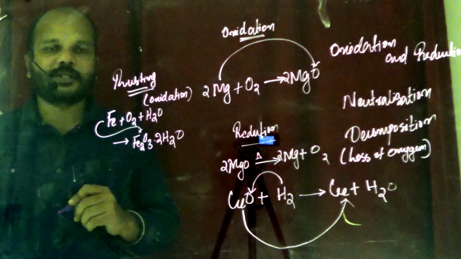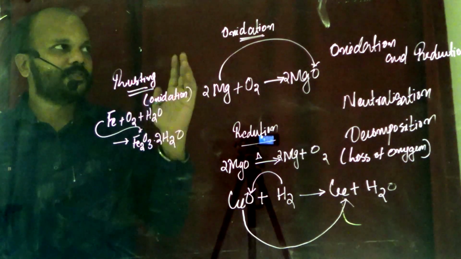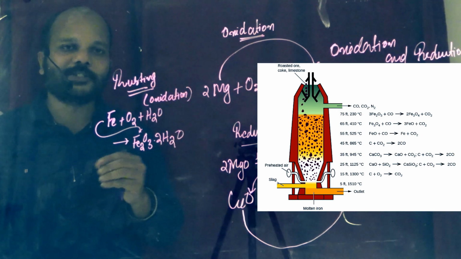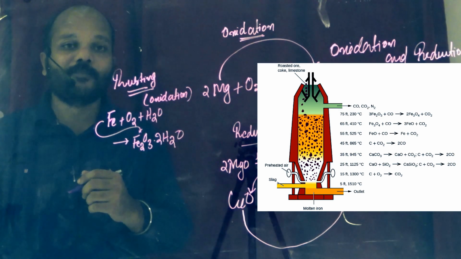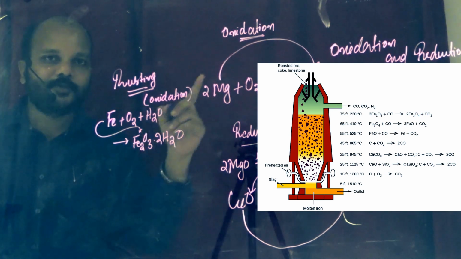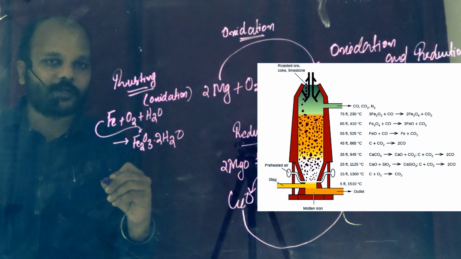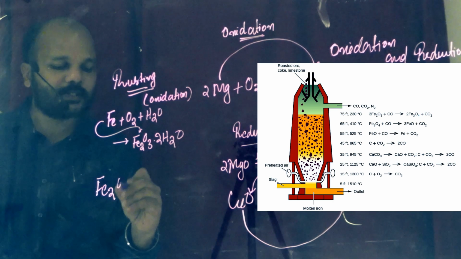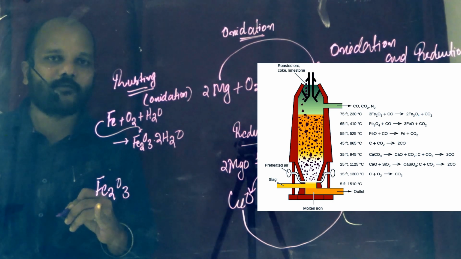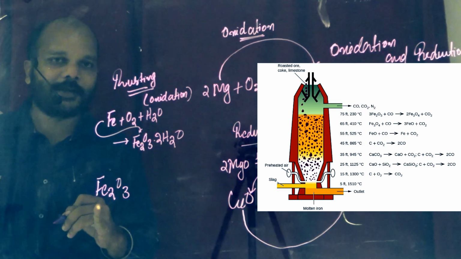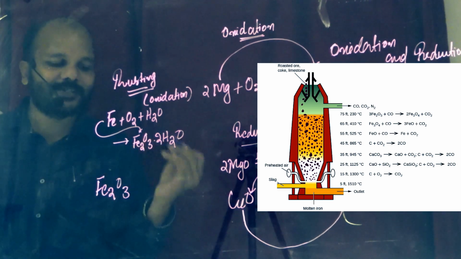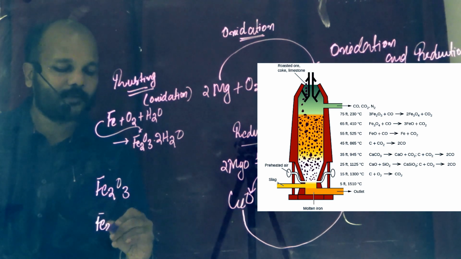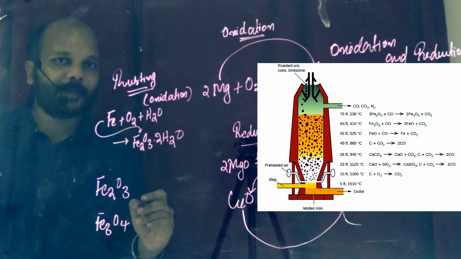And now reduction. Let's see an example of reduction. In blast furnaces, metal oxides react with reducing agents to form the respective metal. For example, take Fe2O3. This is an ore of iron. There are two ores of iron: one is haematite and the next is magnetite. Fe2O3 is haematite, and Fe3O4 is magnetite.